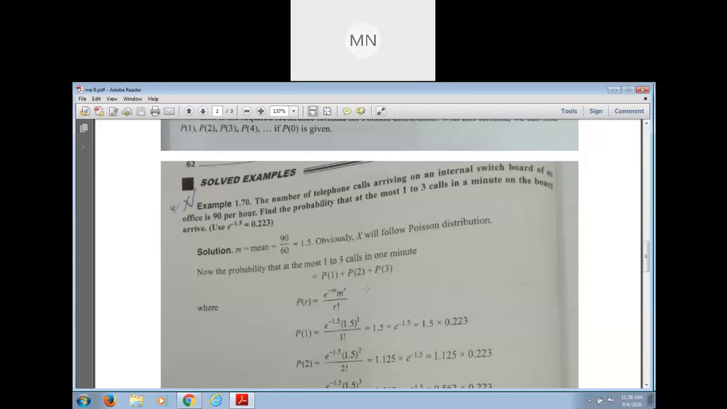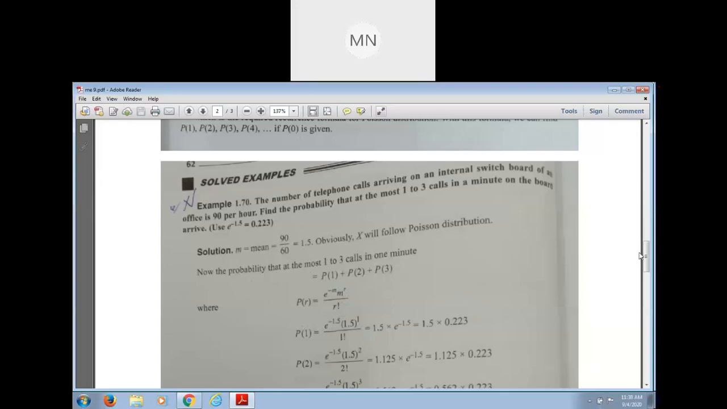Similarly, you can find the value of P of x equals 2. Put r equals 2 in the definition, because the definition is e to the power minus m, m to the power r divided by r factorial.